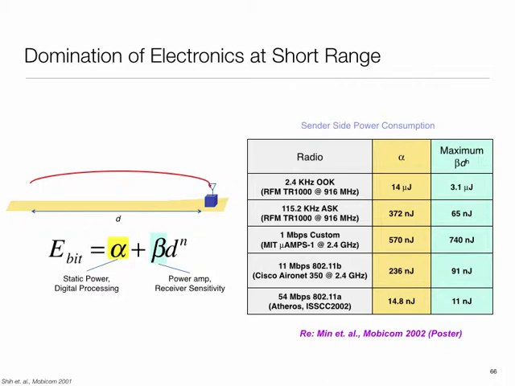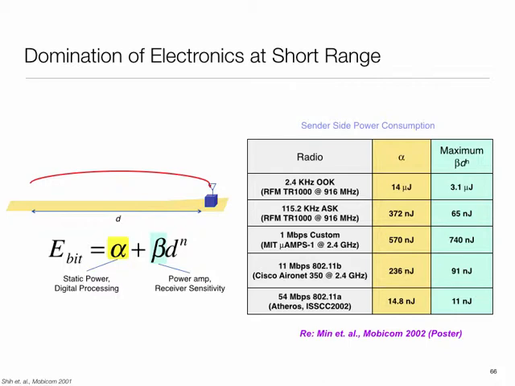Than otherwise. So switching back out here, a good first order model of the radio is alpha plus beta d to the power n. So I can characterize the radio, or essentially any transmitter, in terms of these alpha and beta.